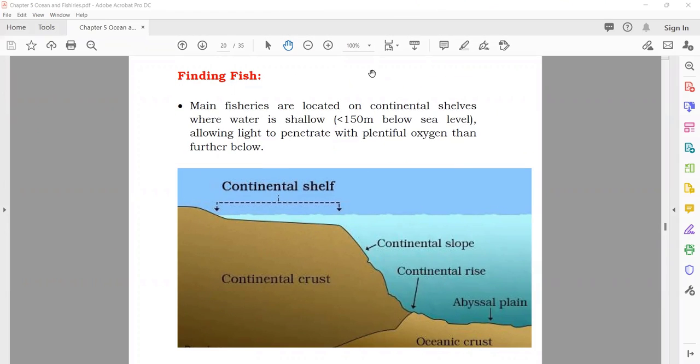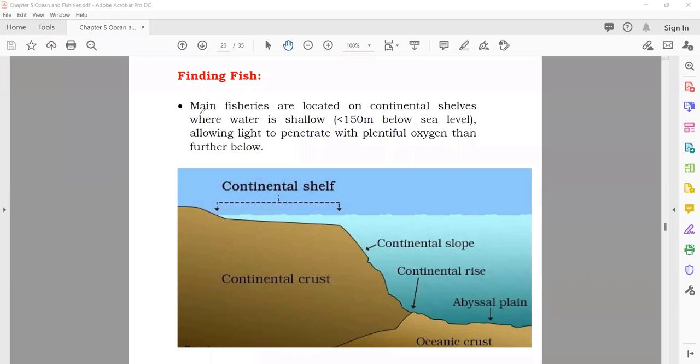Bismillah ar-Rahman ar-Rahim. Okay, let's start. Now we'll talk about the fisheries. In this part of the chapter we will study what we mean by fisheries, where you can find them, what overfishing is, what the different techniques used to catch fish are, and other things.